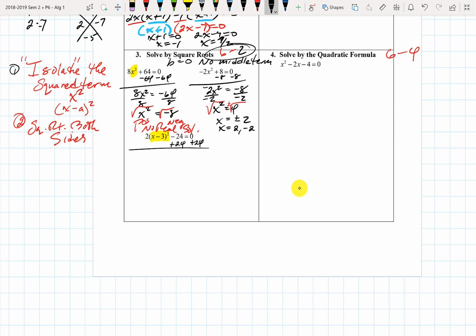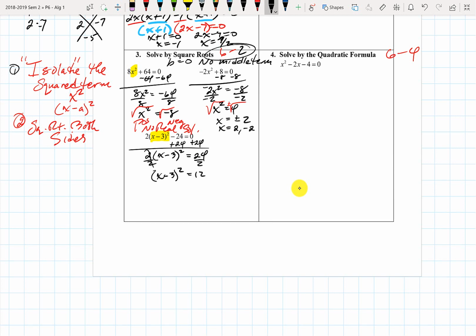So that would be an illegal move, distributing through the 2, which I saw on the quiz. So don't ever do that. No bueno. Now you're not done isolating the binomial squared. You got to isolate the squared term, which in this case is a binomial. So you simply divide by 2, and you get x minus 3 quantity squared equals 12.